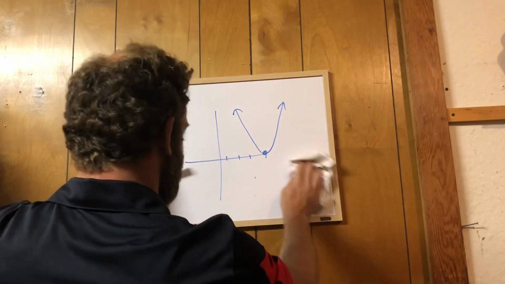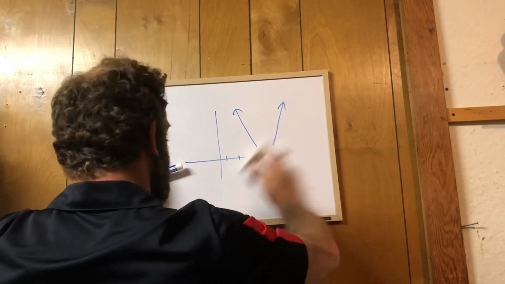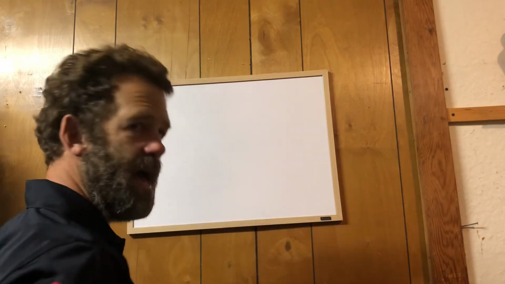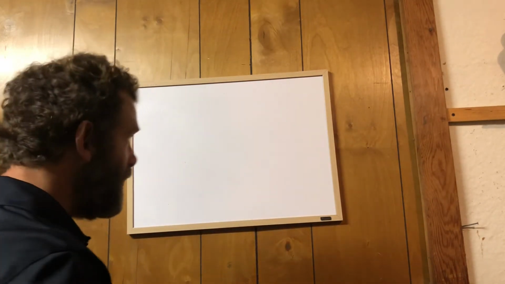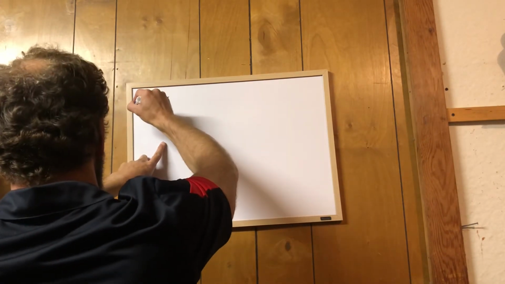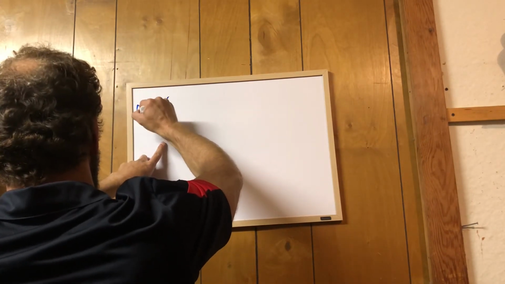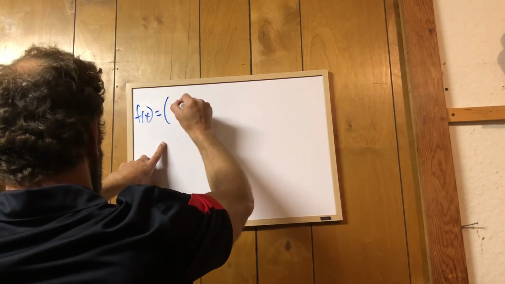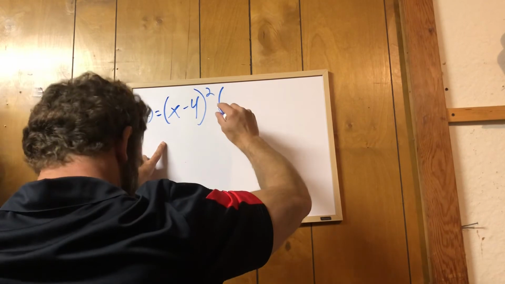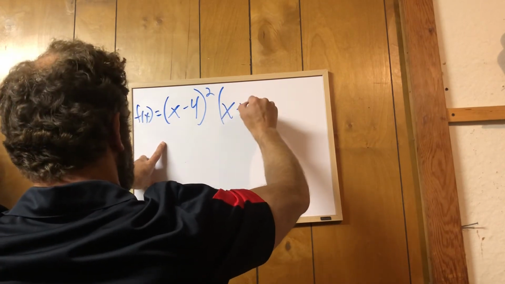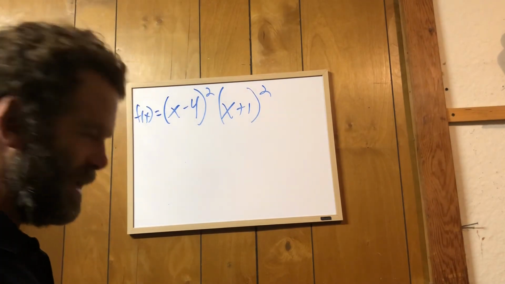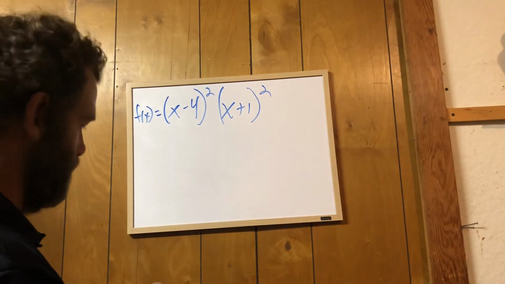If you were to graph x plus 1 squared, it would bounce off of the -1. What if I were to ask you to graph this? Let's combine both of those, and let's say f of x equals x minus 4 squared times x plus 1 squared. And I said, just give me an estimate. Estimate the graph of this.